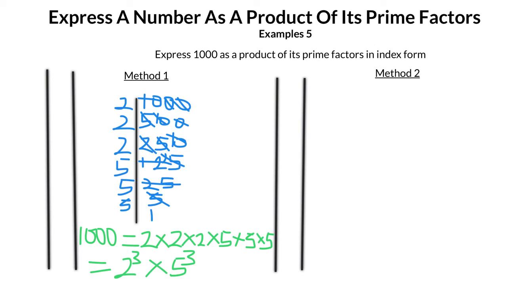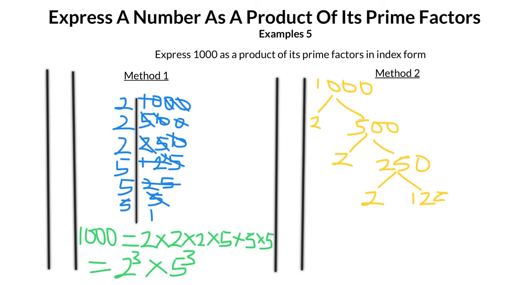Method 2. Our method 2 is our tree and branch method. So we'll be putting our number 1000 up here and decompose it. To decompose our 1000, 2 can go into 1000, and when we decompose our 1000 here, we'll get 500. 500 is still a composite number, so we'll decompose further, and 2 will go into 500 to give us 250. 250 is still a composite number, so we need to decompose further. 2 will go into 250 to give us 125.